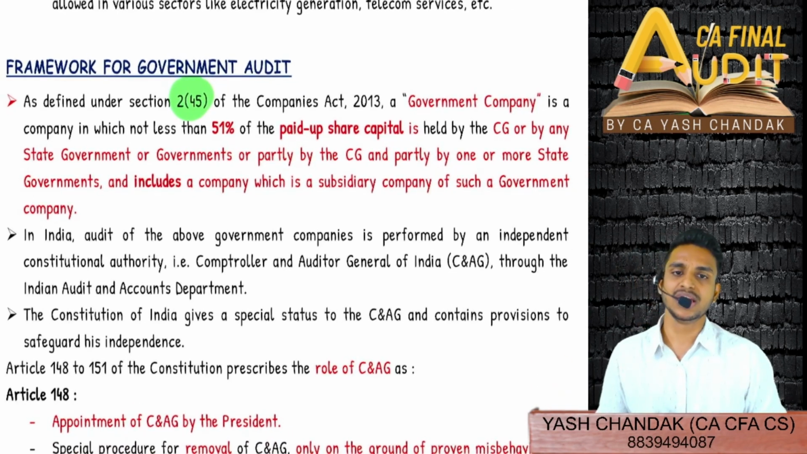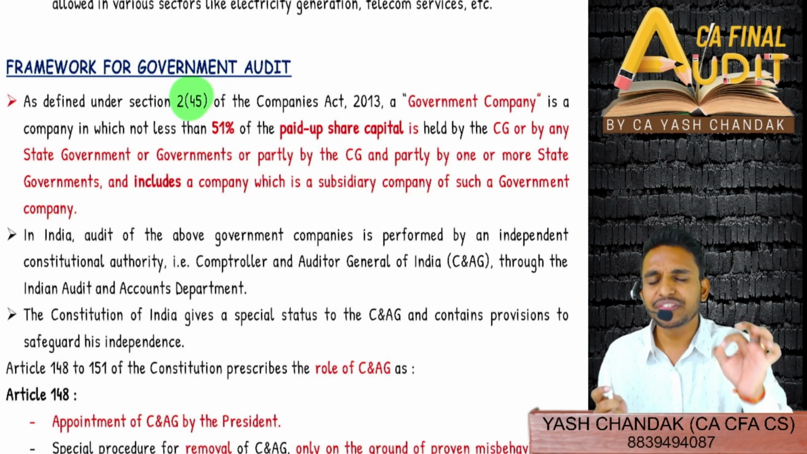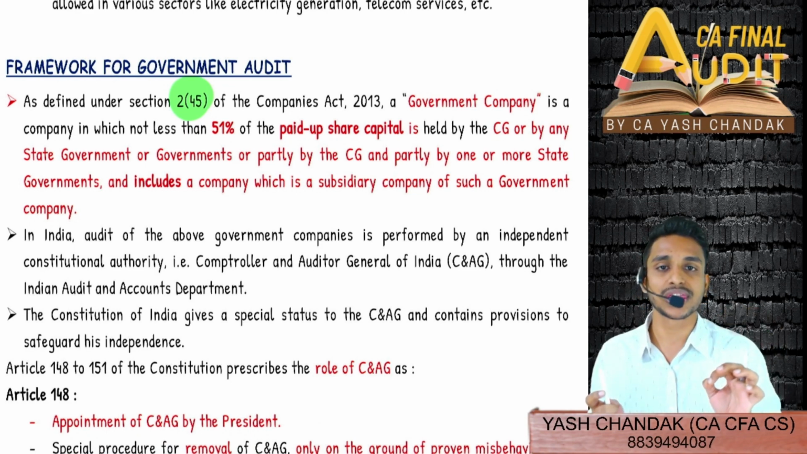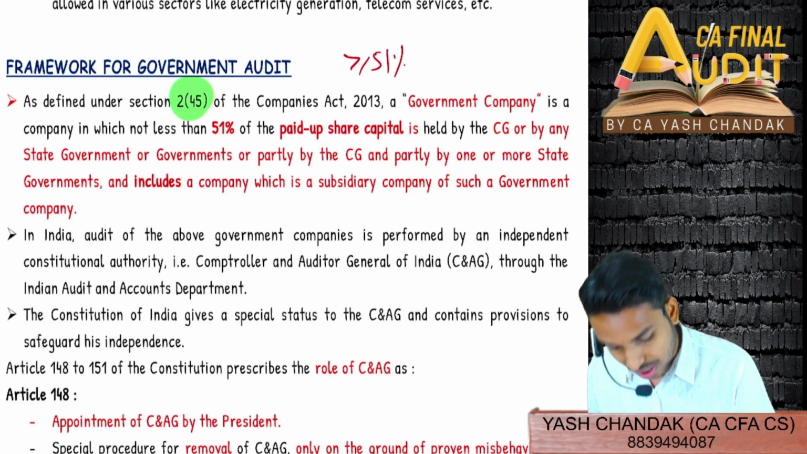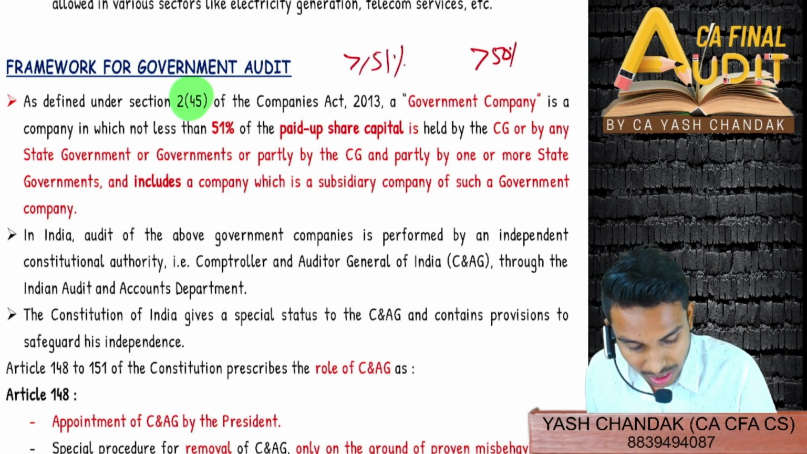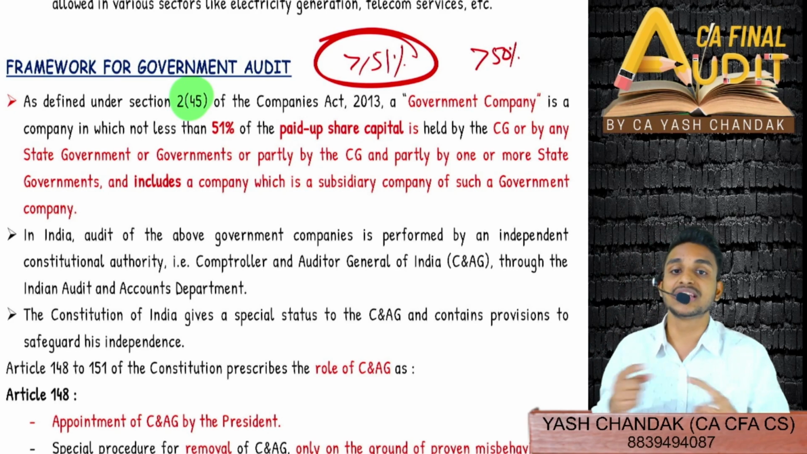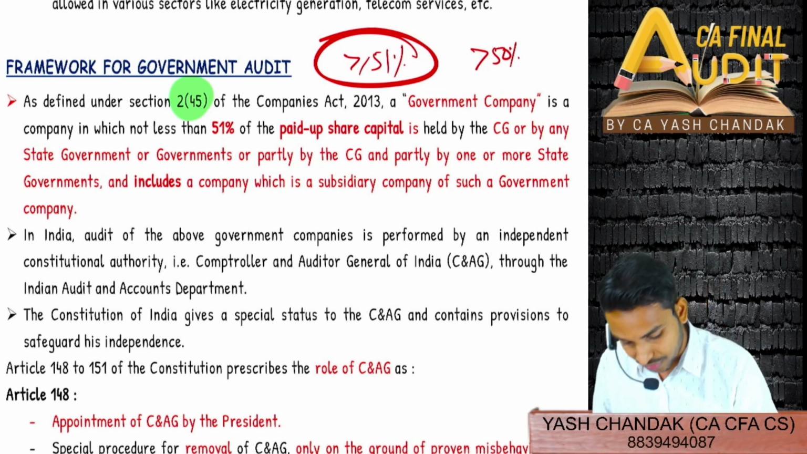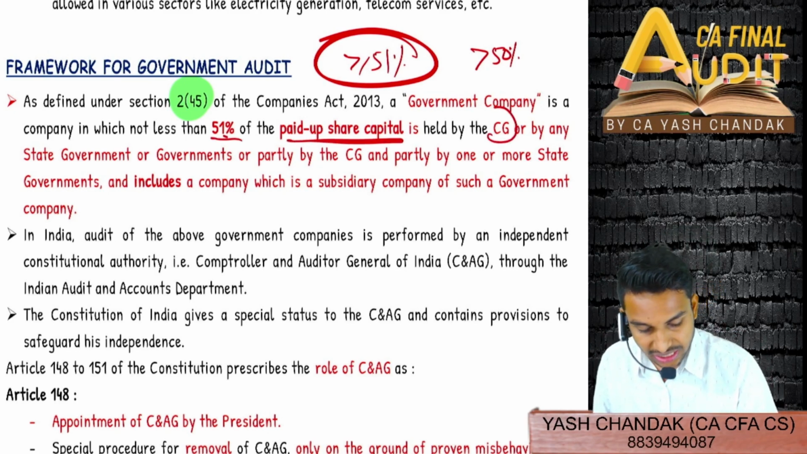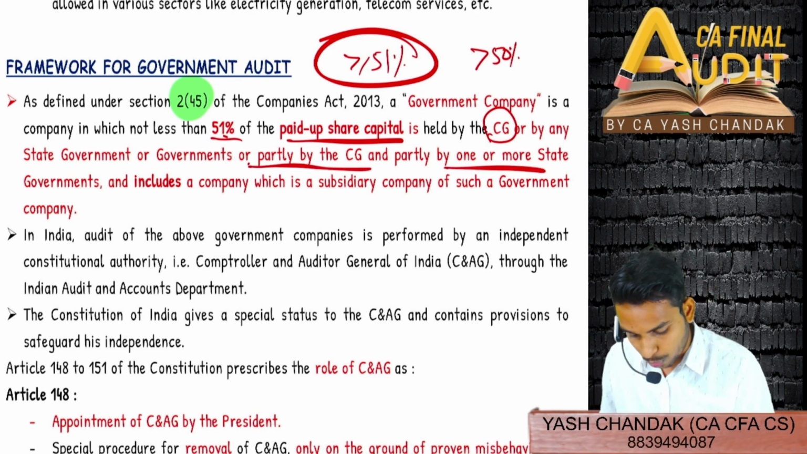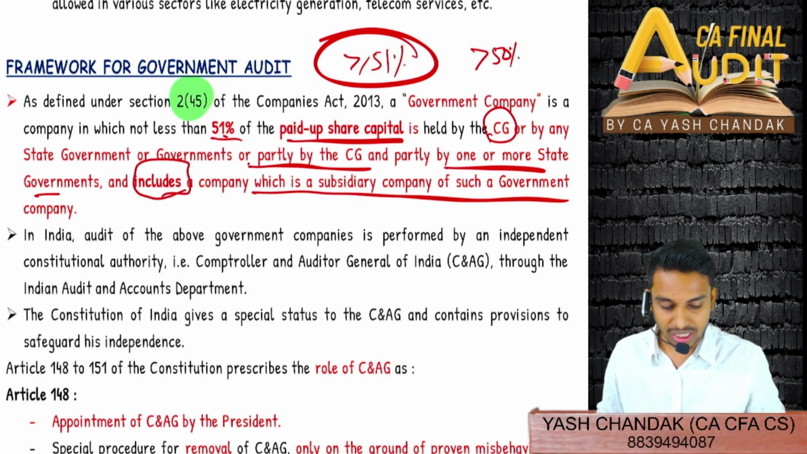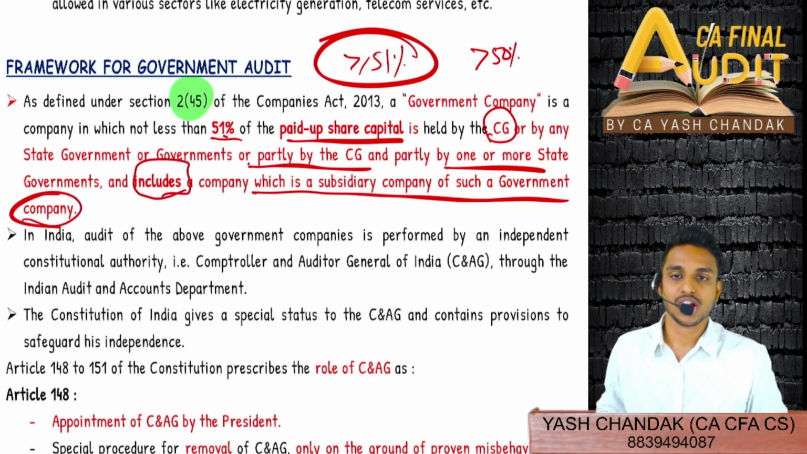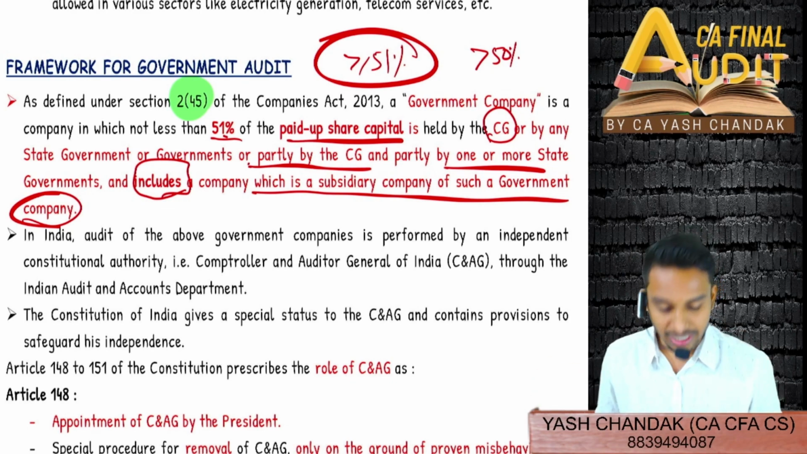A government company is any company in which 51% or more, that is more than or equal to 51%, of the paid up share capital is held by either the central government or any state government, or partly by the central government and partly by one or more state governments. Remember, a subsidiary is more than 50%, but for a government company it is 51% or more. It also includes a company which is a subsidiary company of such a government company. So that is the government company definition.